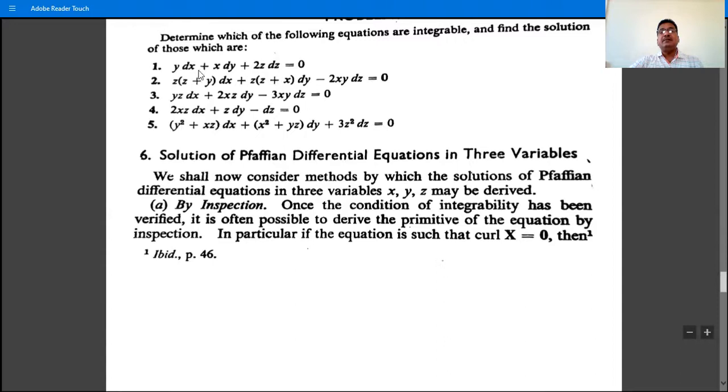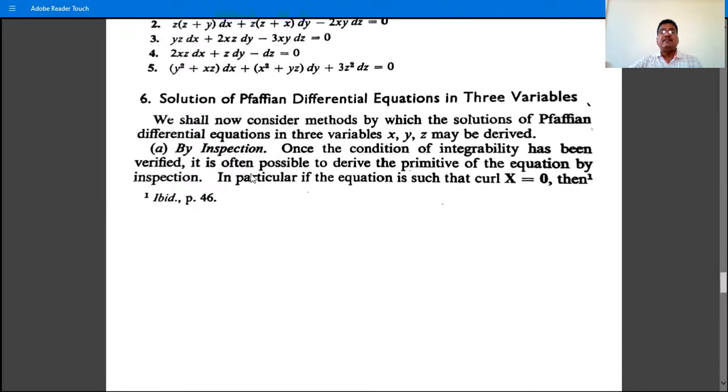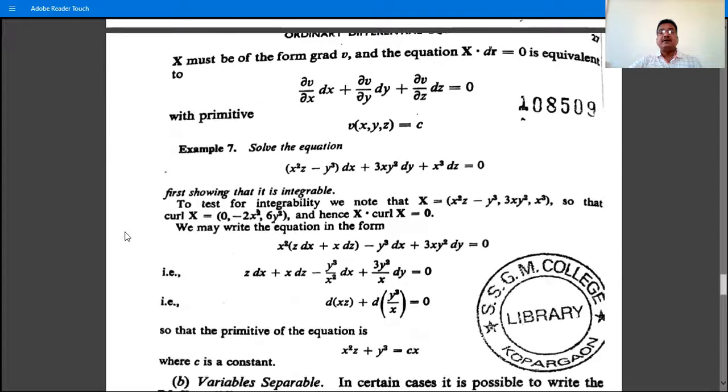This is also a homogeneous Pfaffian differential equation, that y dx plus x dy plus 2z dz is equal to zero. But there is no need of applying the homogeneous Pfaffian differential equation method. This is also homogeneous. This is also homogeneous. This is yz plus zx plus xy. All are homogeneous functions of the same degree. So either use the tricks used to obtain the solution, which are one variable separable or three variables separable, or directly apply the special method, that is, the homogeneous Pfaffian differential equation.